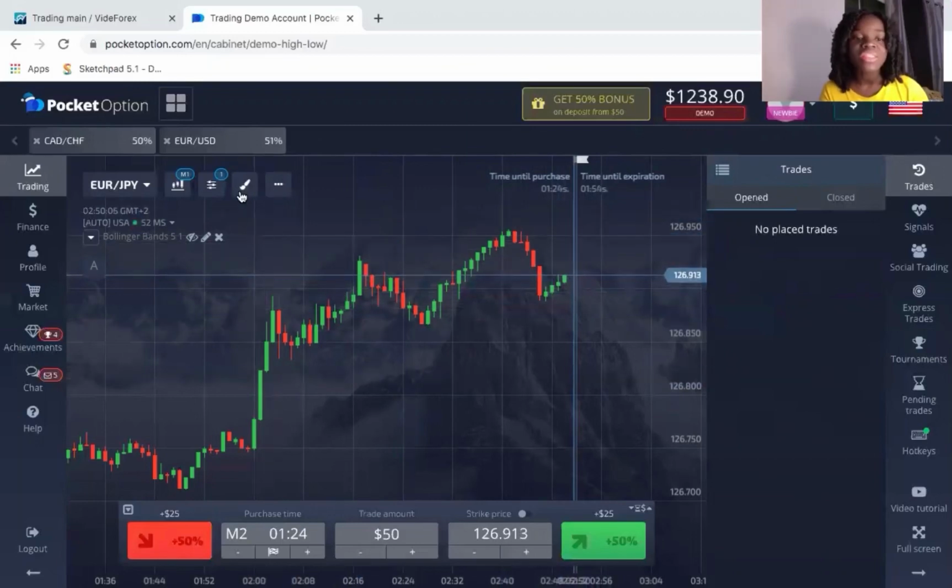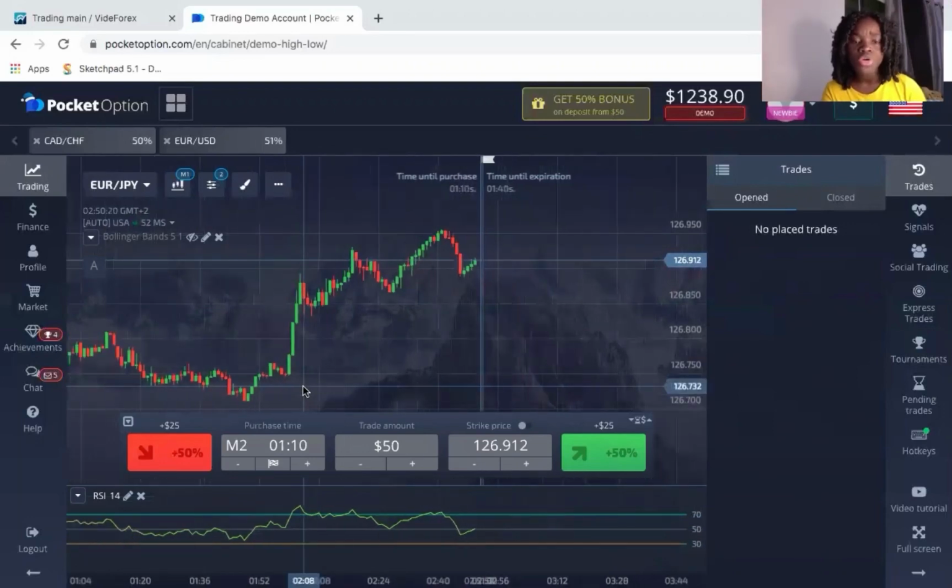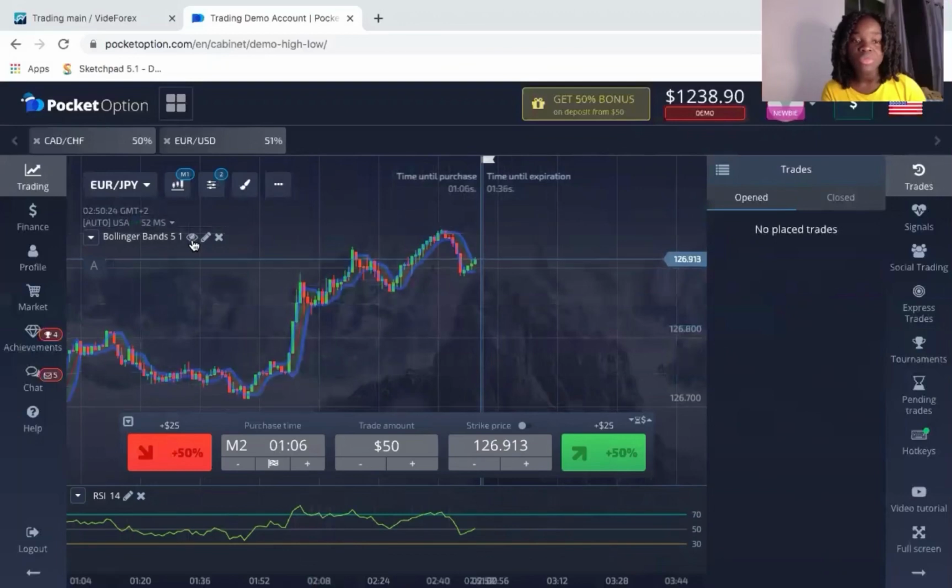So let's add the relative strength index. The moment you add it on, it's going to default to 70, 50, 30. You can leave it that way. Here's something I want you to notice. Notice that the market is indeed on an uptrend, and I'm going to add back the Bollinger Bands.